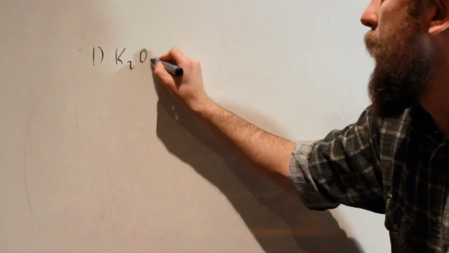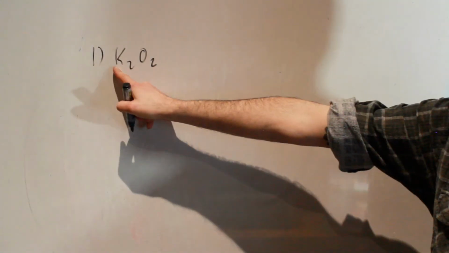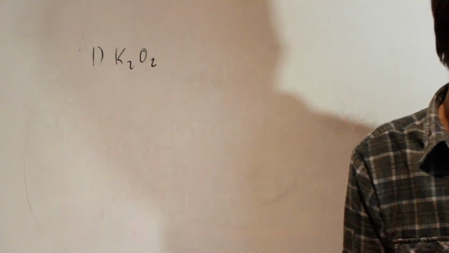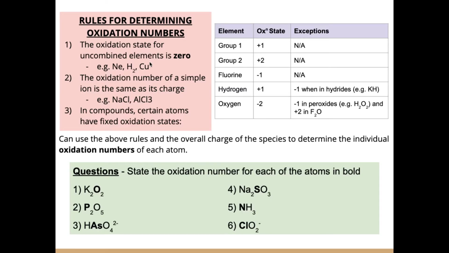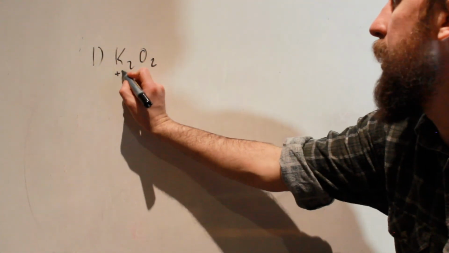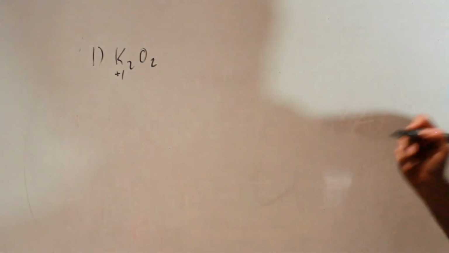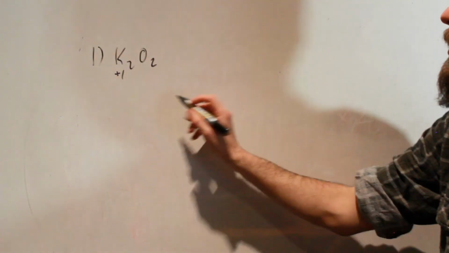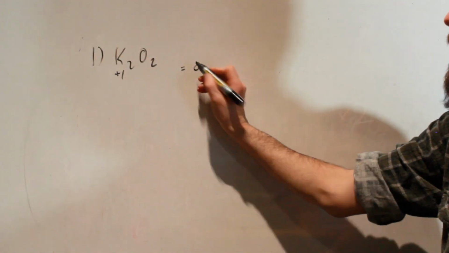K2O2. All right, let's have a look what we've got. We've got potassium, which is in group 1, oxygen, which is in group 6. If I look at my rules, group 1 is always +1 with no exceptions. What does that mean? That means that my potassium is going to be a +1 because there's no exceptions to that rule because it's in group 1. Now, this species is a neutral species, so this has an overall charge of 0.